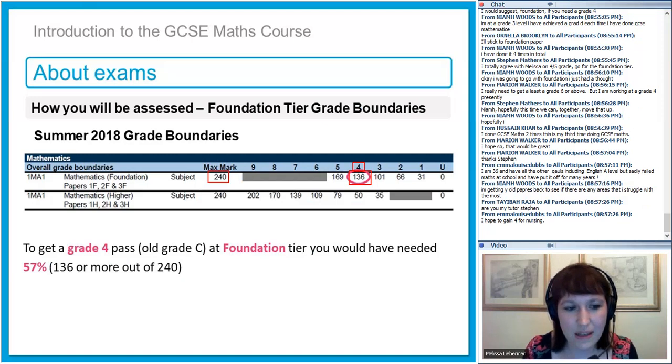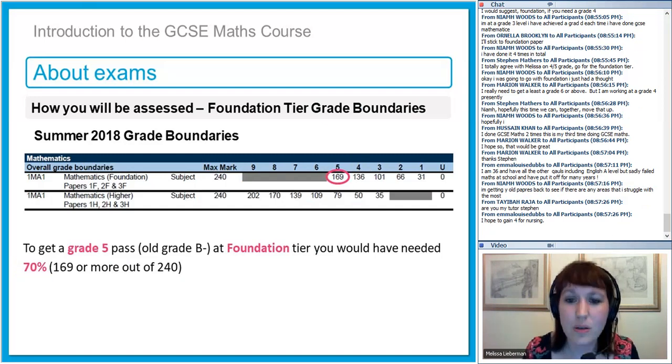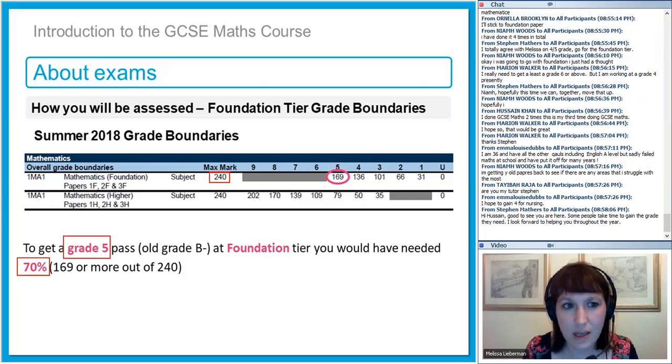So just to give you an idea, about 57% at foundation tier to get a grade 4, which is equivalent to an old grade C. In 2017, it was closer to 50%, so it does change year on year depending on how difficult the exam was. To get a grade 5, which is like a B-, on the same paper, you would have needed 169 out of 240, so about 70% at foundation tier to get a grade 5. Just to give you an idea.